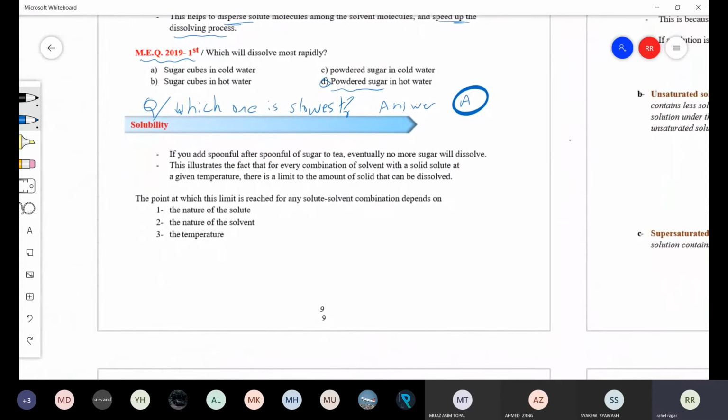So that was only rate of dissolution. How fast something can dissolve.